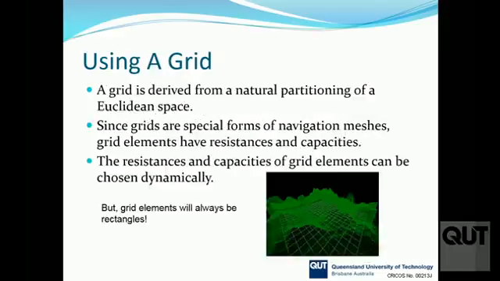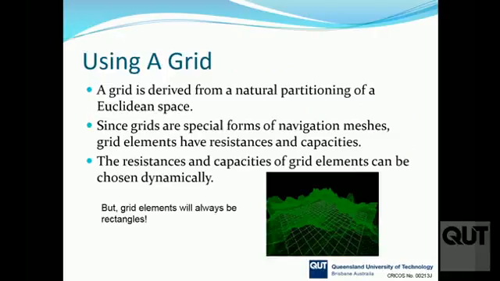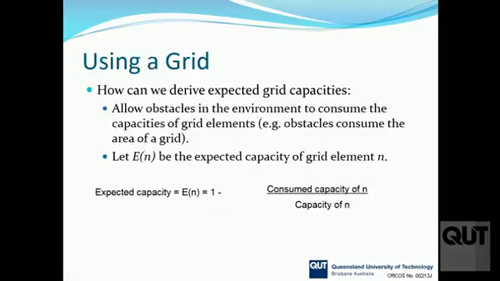Oh yeah, okay, so grids, which are really just a generalization of navigation meshes. As I already pointed out, it's naturally derived from the Euclidean space. Since grids are a special form of navigation mesh, grid elements can have resistances and capacities, just as we've discussed for navigation meshes. As stated here, they can be chosen dynamically. I think that's right, I've got a hierarchical approach.